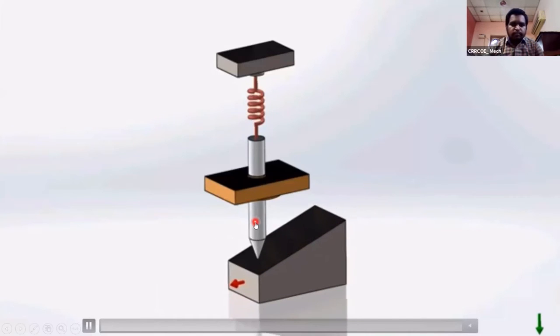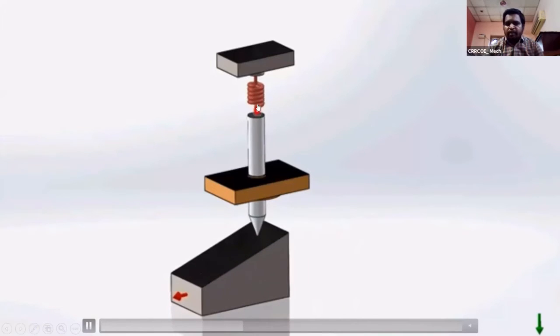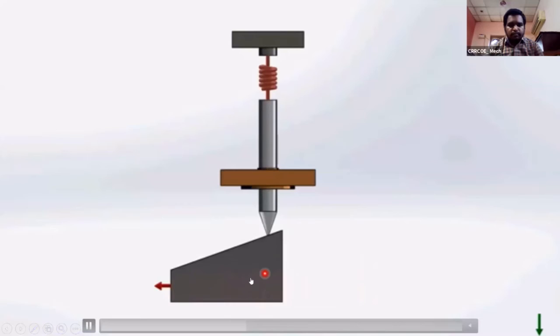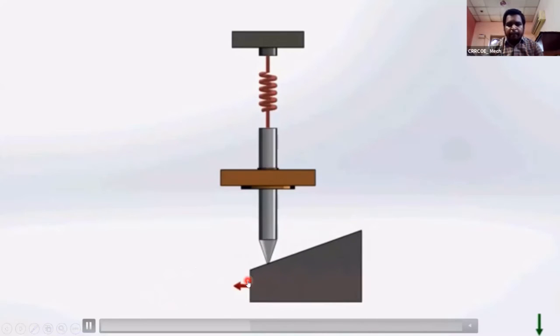For restoring the position of the follower, we are arranging a spring. This is the wedge type cam.